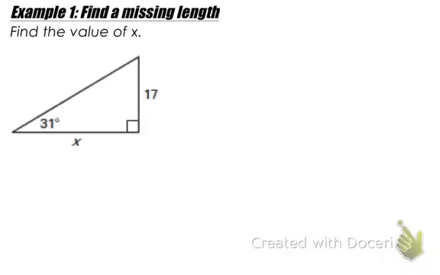Alright guys, in this video we're going to learn how to find the missing side length using trig ratios. In example 1 we have to find the missing length, so finding the value of x. If you look at your triangle, you're given a 17, a 31 degrees inside of the triangle, so this angle right here is 31 degrees, and the value of this length, which is x.